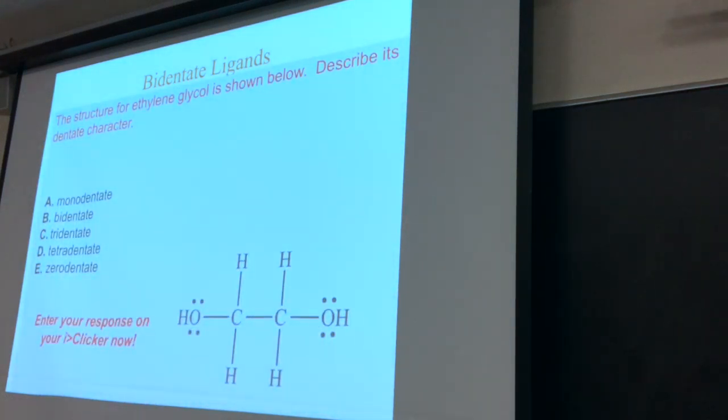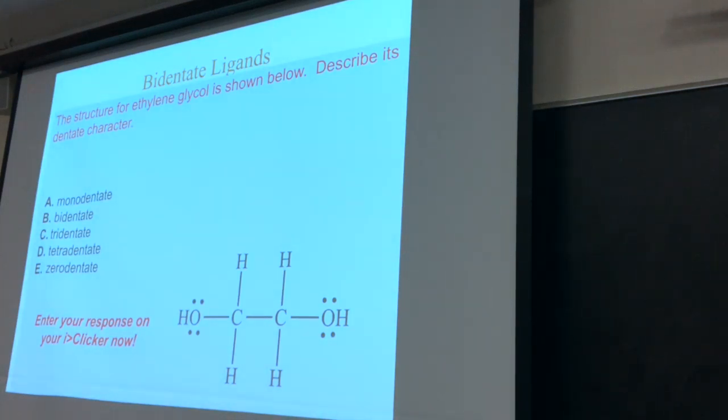So here's a question. Ethylene glycol, all right, which is a diol, a double alcohol, is shown there. What would you describe its dentate character, i.e., first of all, does it have any teeth? And if it has one tooth, mono, two teeth, bi, three, tri, et cetera. And what do we use to qualify if something has teeth or not?